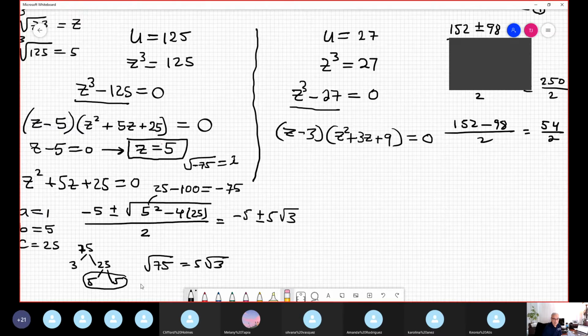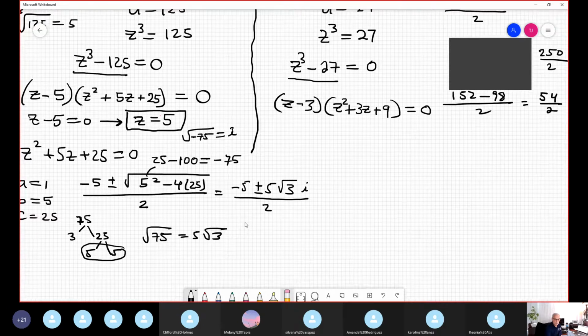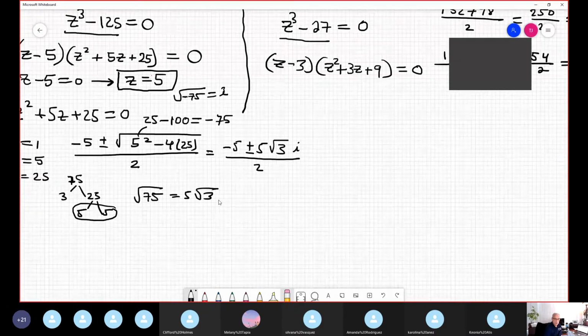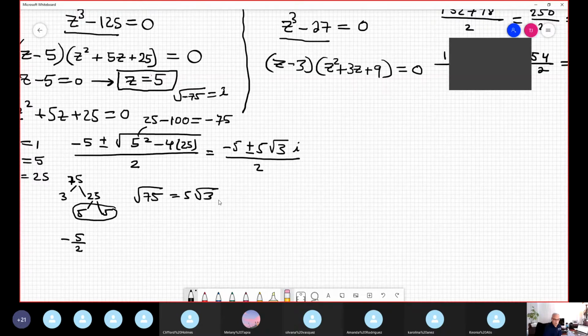And don't forget, please, the i. Where do you put the i? You put the i here, or you can put the i either way. The most popular way, and normally the book writes the complex solution like this. Remember, when there's a fraction, you split it into pieces. It's negative 5 over 2, plus or minus complex solution, 5i radical 3 over 2.